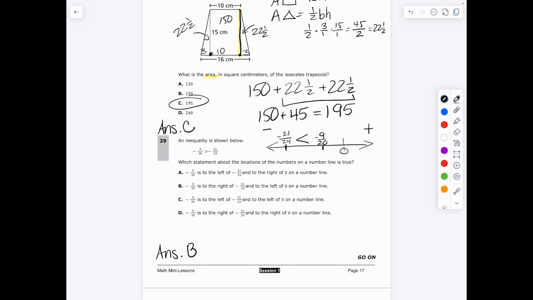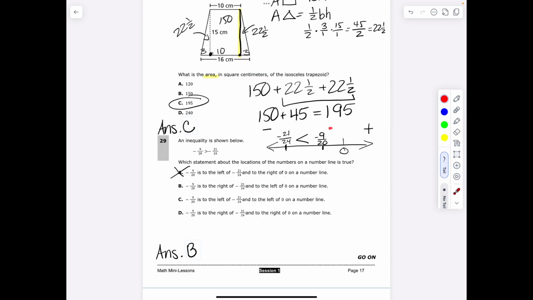So now using this, I have to find out which statement is true. And when you read them carefully, look at the first one. -9 over 20 is to the left of -21 over 24. That's true. Wait, is that true? No, this isn't to the left, it's to the right. So bam, I can take this off. Second one is -9 over 20 to the right. So yep, it's on the right side of -21 over 24, so that's true. And then the second part, and to the left of 0.